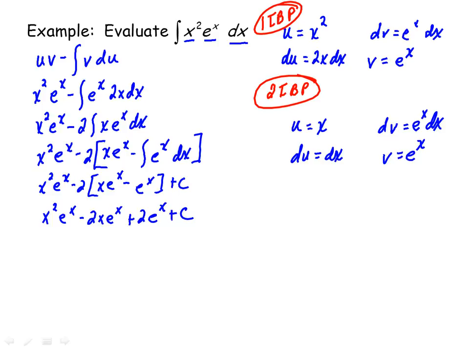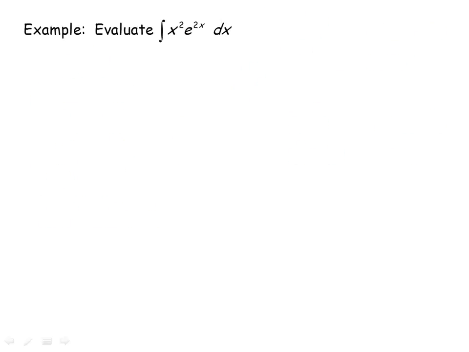All right, let's try another one. Looks about the same. Let's see if we can do this. Walk me through it. Do you know what your parts are? Kind of the same, right? You have an x squared, an e to the 2x, and a dx, yes?